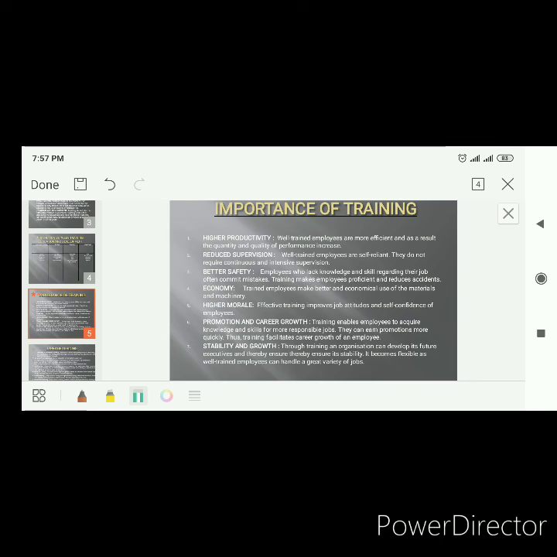So that is how a trained employee is taught. They are trained in that way. So a trained employee is always an asset to an organization. Am I clear? So this is how training is useful to employees in the organization, because without training, an organization cannot think of growing. A good organization, which has complete growth, always thinks of giving training to its employees.